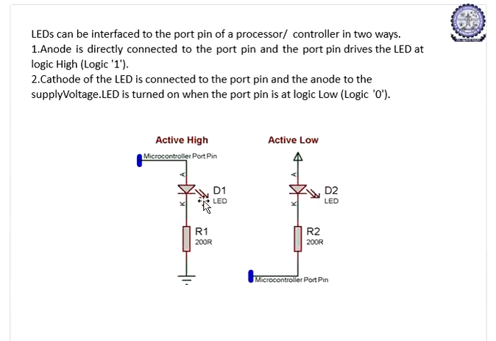Active high means the LED will be active whenever a high input has been given. Whenever a low input has been given, the LED will be active in the active low case. That is what the names active high and active low indicate. Now here, A stands for anode.